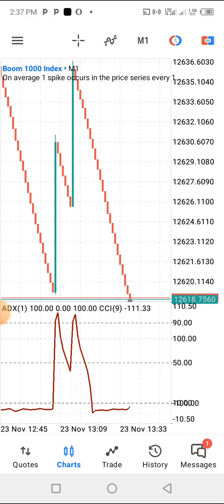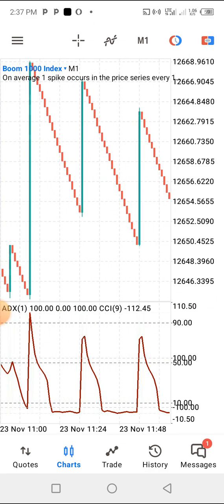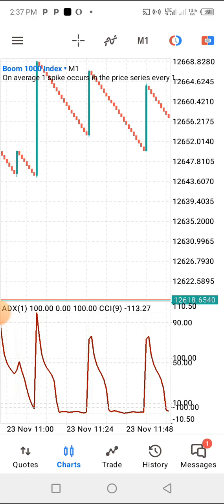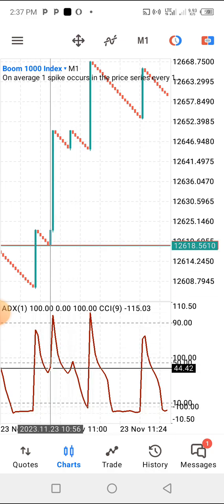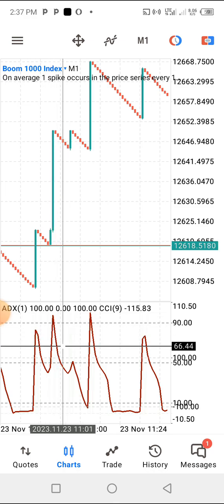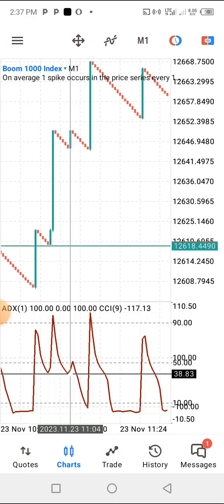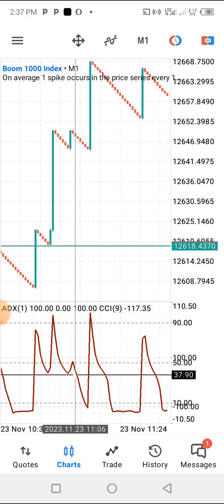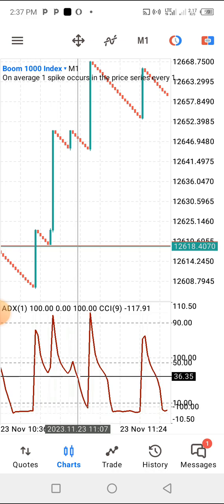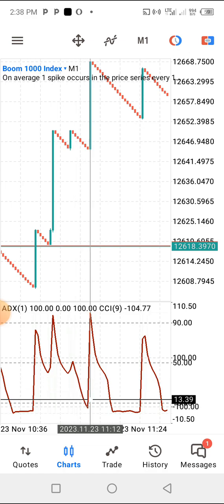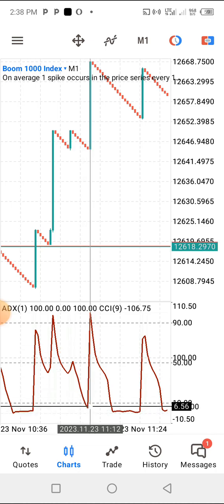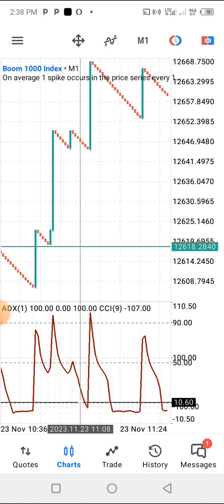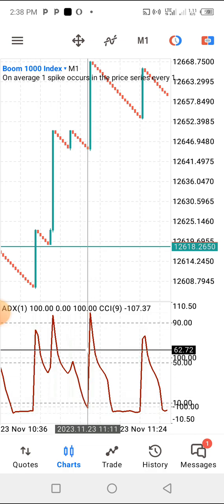Okay, let me do a backtest here and show you how this actually works. As you can see here, there was a spike here, and you see that the market actually came to this level here. Let's take it that you started selling at this point. When the market got to this level here, there was another spike. If you didn't close the market at this point, you will be losing all your profits already after the spike.